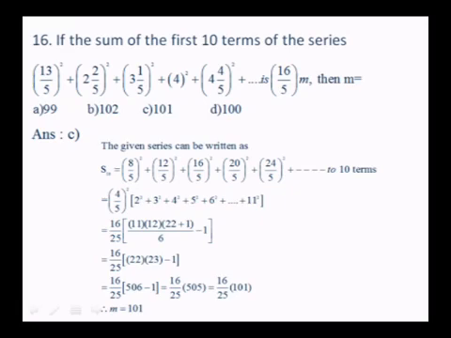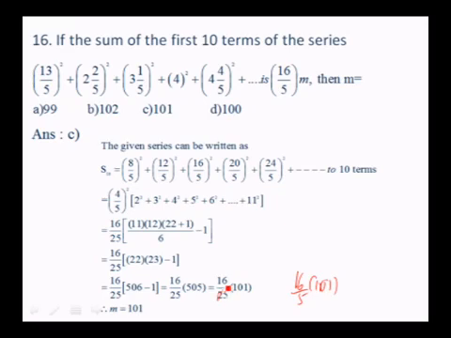Cancelling the 16 and 25 with the 5, you get 16 by 5 into 101. So the answer is m is equal to 101. He has given 16 by 5 m and asked what m is. It is m is 101. If you cancel the 2, you get 16 by 5.